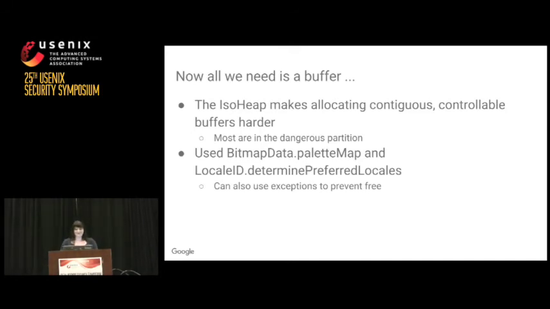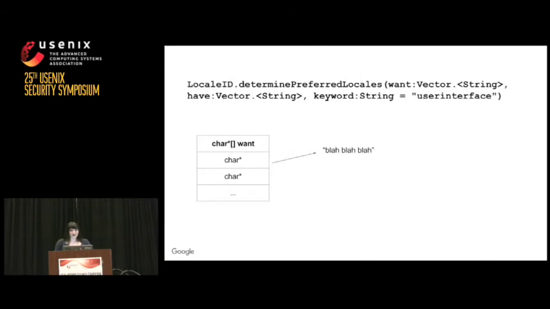But this was hard to do on the ISO heap because all the contiguous data types are on the dangerous partition, and the info leak I had was in the data partition. So I needed to find a way I could find a buffer and know the location of the buffer on the data partition of the heap.